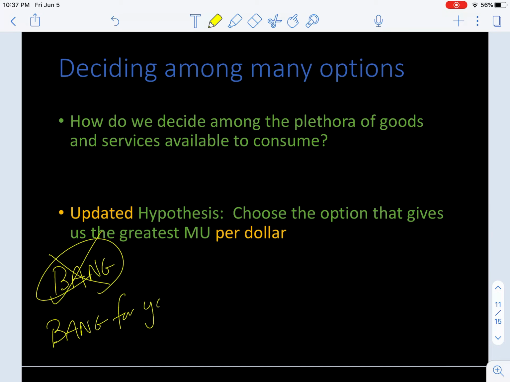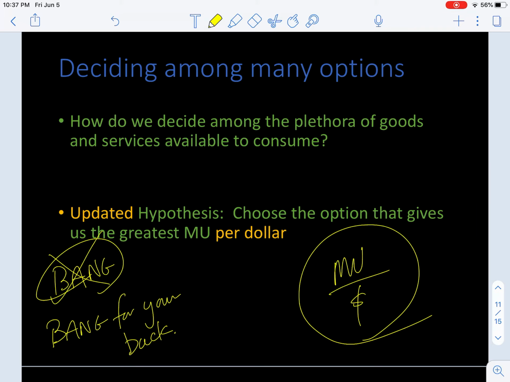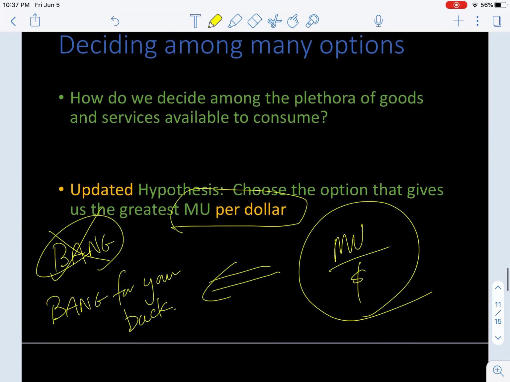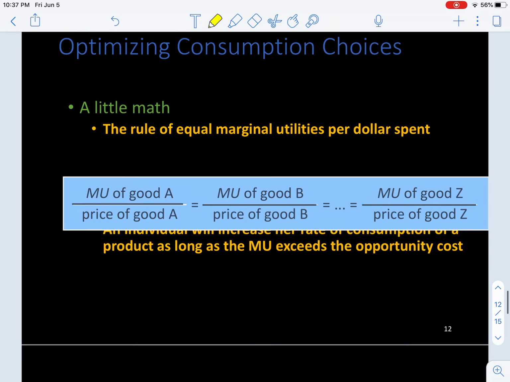What we're looking for is bang for your buck. Well, how do we get bang for your buck? We take bang and we divide by price, right? So what we're looking for here is marginal utility divided by price. Marginal utility divided by price gives us bang for your buck. That's also what we could call marginal utility per dollar. Marginal utility per dollar, that's bang for your buck. What if you buy the thing that gives you the most utility per dollar spent, right? Per resources spent. That's how you actually maximize your total utility.